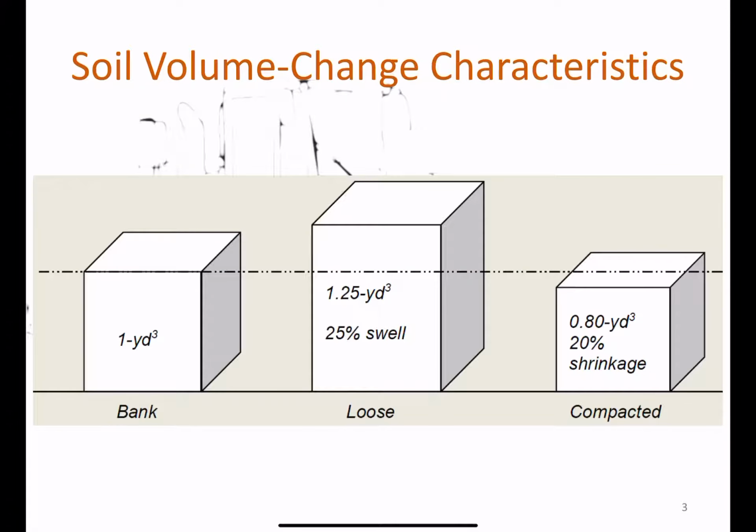For general, as you can see, for the bank, for example, at the natural condition, 1 cubic yard, when you disturb, excavate, put in the dump truck, it can increase 25% swell. And then we put on the side to compact it, for example, underneath of the pavement or underneath of the house, the volume becomes 0.8 cubic yard, 20% shrinkage, as you can see here.